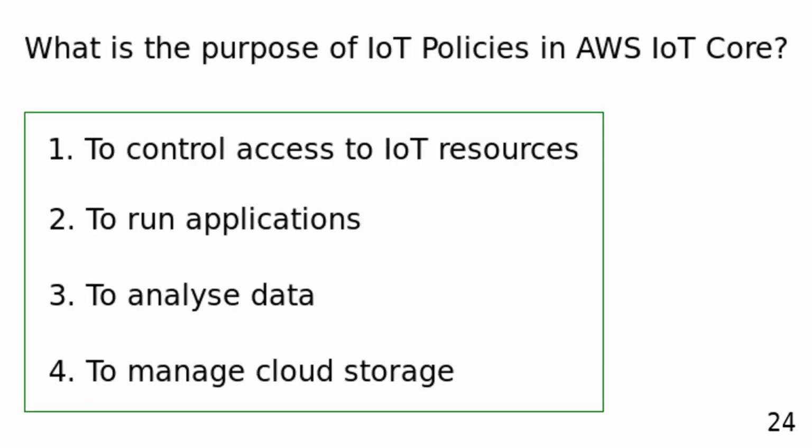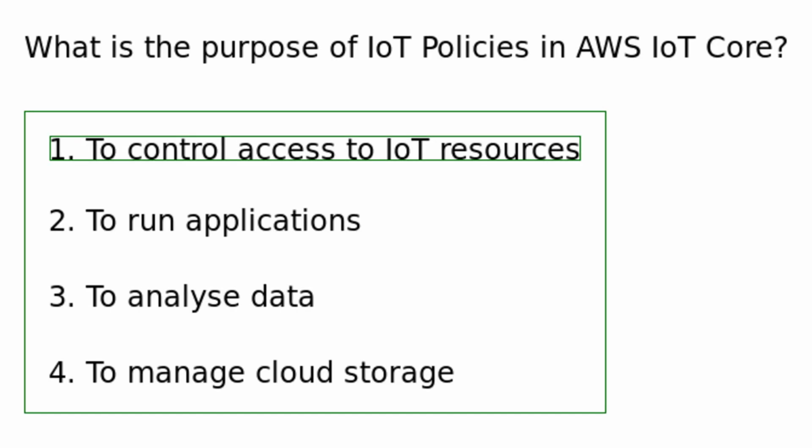What is the purpose of IoT policies in AWS IoT Core? To control access to IoT resources. To run applications. To analyze data. To manage cloud storage. IoT policies control access to IoT resources, specifying who can do what.